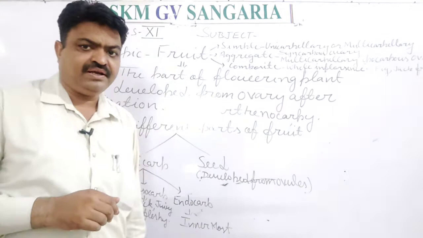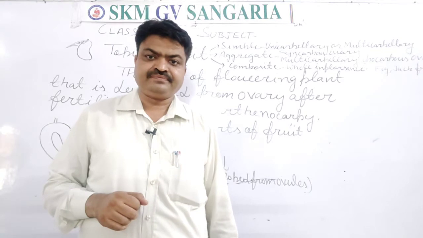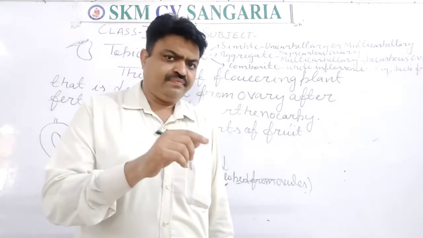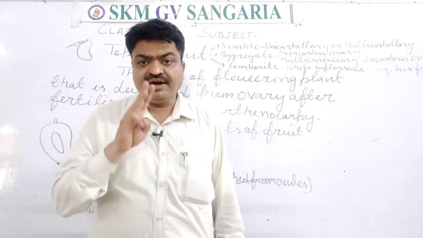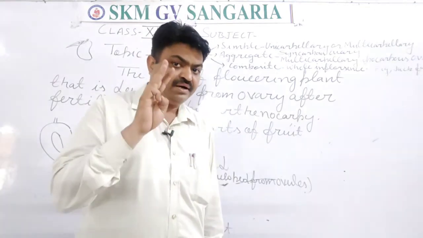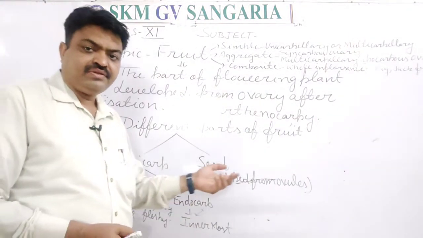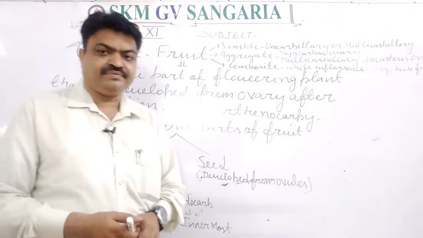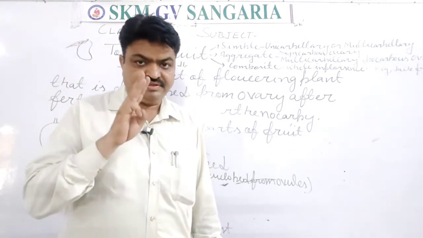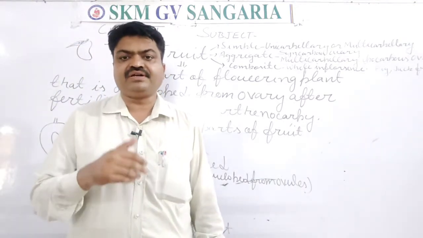Now what is pericarp? Pericarp is the outermost part of the fruit, students, and seed is the innermost part of the fruit. Now pericarp is divided into three types, students. There are three types of pericarp. First is epicarp, second is mesocarp, third is endocarp. These are the three layers of the pericarp that is found inside the fruit.